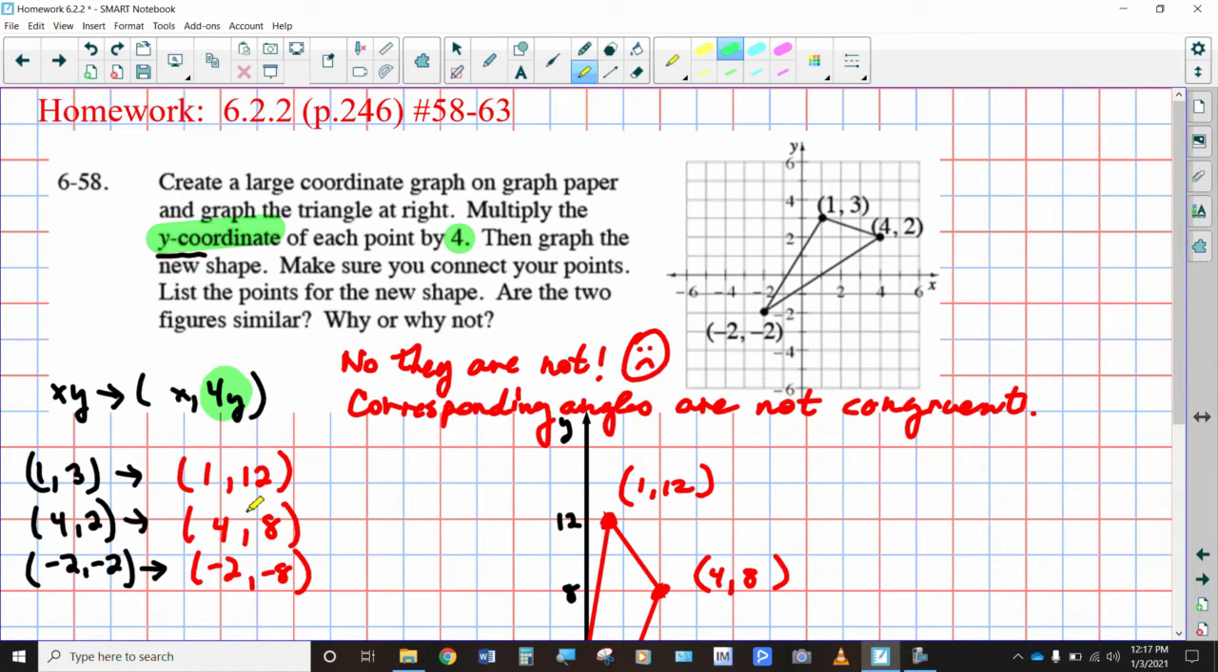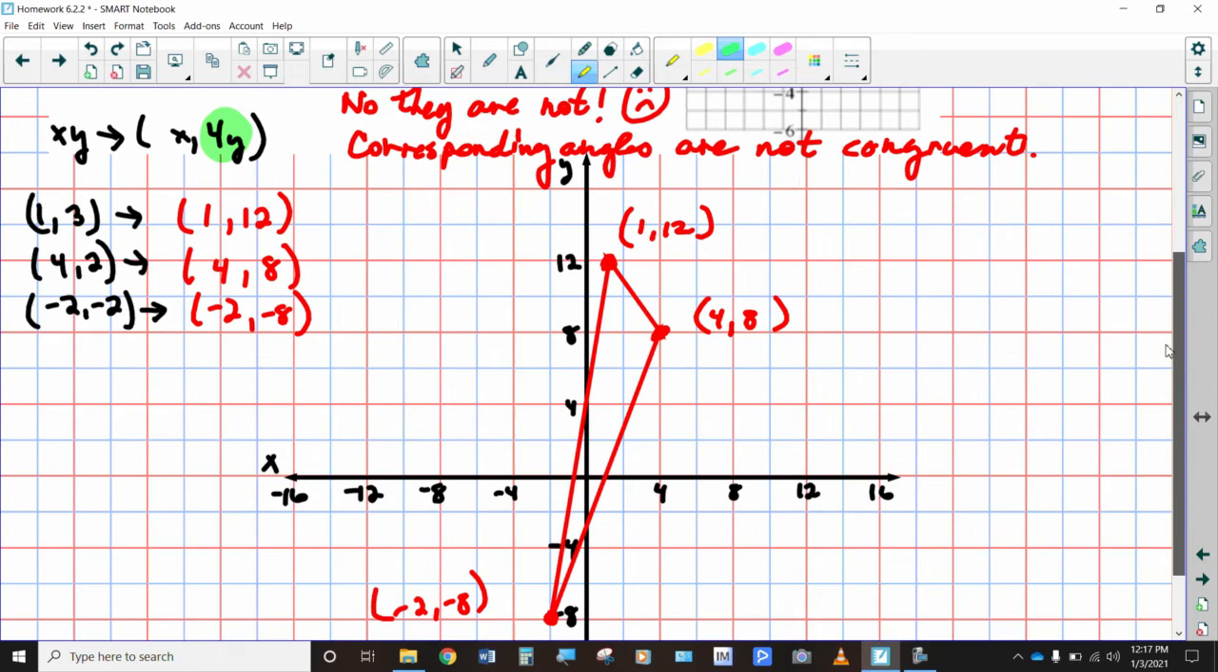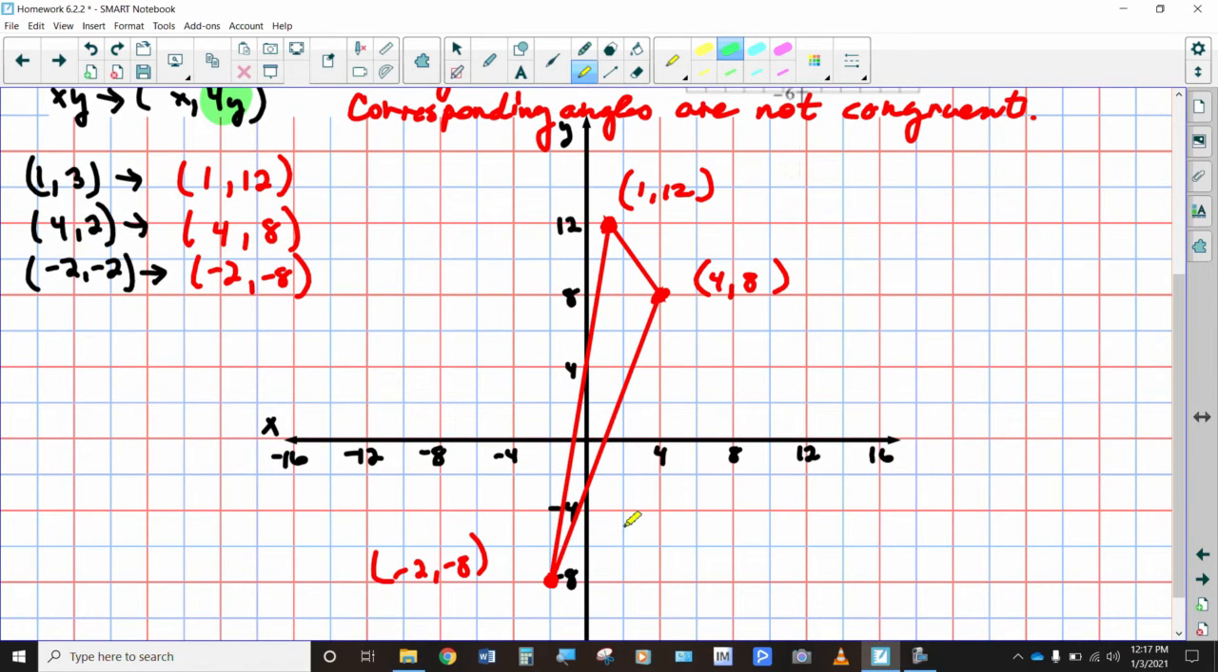And the answer to that is no. When you double or triple or quadruple one coordinate, but you don't multiply the exact same number times the other coordinate, you are not going to get a properly dilated similar figure. You're going to get a distorted image. And so by multiplying the y value by 4, but keeping the x values the same, essentially what you did is you stretched out your shape vertically, not horizontally.